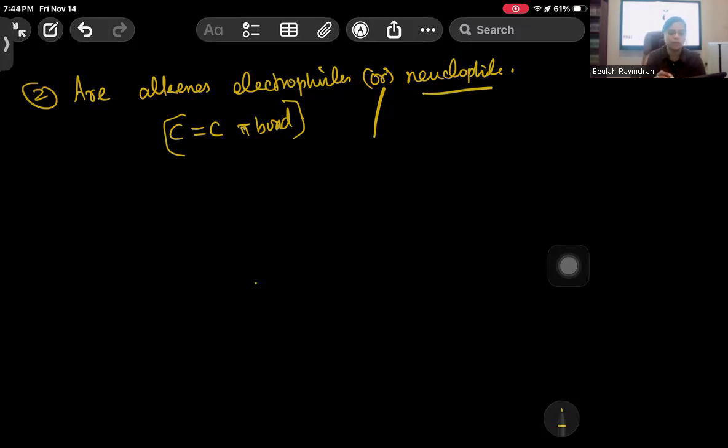So alkenes are nucleophiles. Then, are alkanes nucleophiles or electrophiles? Alkanes consist of strong C-C and C-H bonds. They are non-reactive, stable compounds, so they are neither nucleophilic nor electrophilic, due to their strong C-C and C-H bonds.